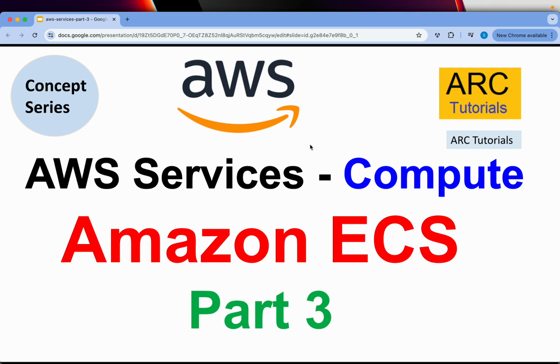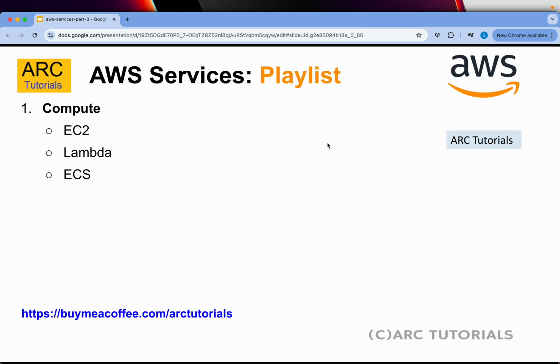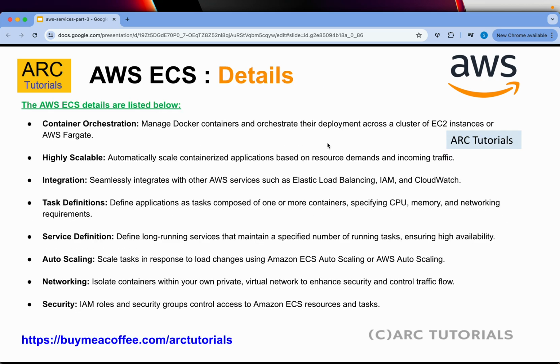This is AWS concept series on all the services that are available in AWS. Today we are going to cover yet another important one, which is Amazon ECS. What is ECS? Why do we need it? What's its importance? What are some of the pros, cons, and some real use cases and some live examples? Let's get started. This is part 3 of the series. If you have missed out on the first two parts, make sure that you check them out. I have covered EC2 and Lambda. This episode we are covering ECS.